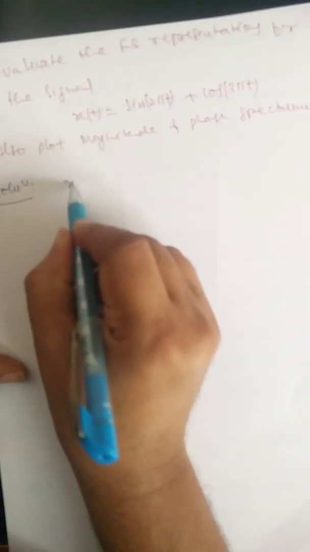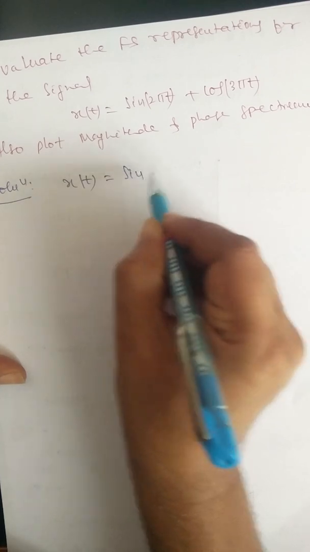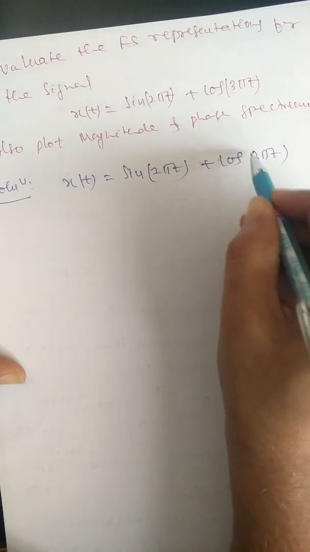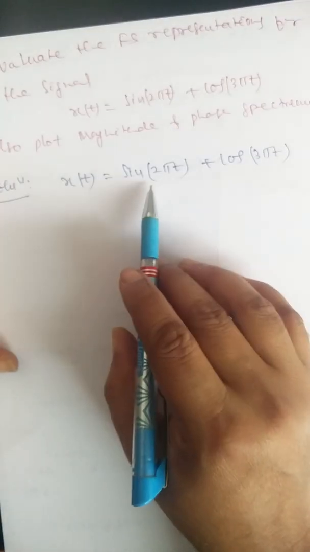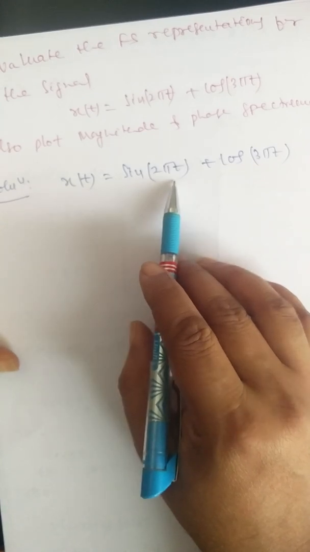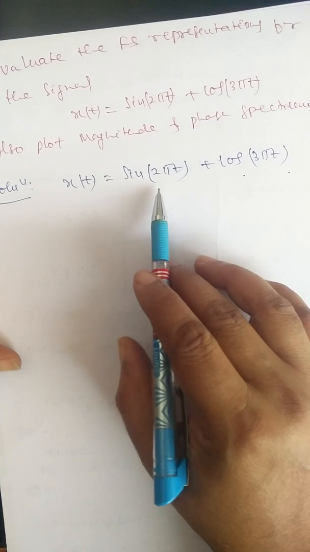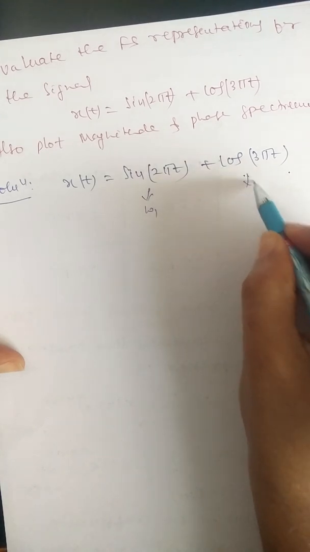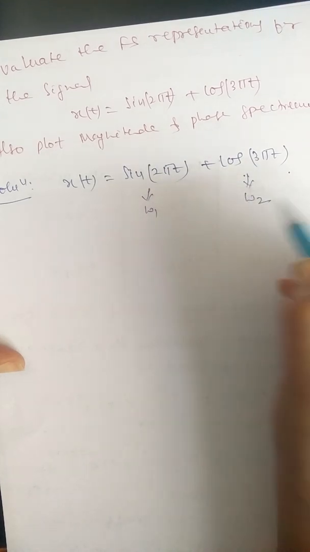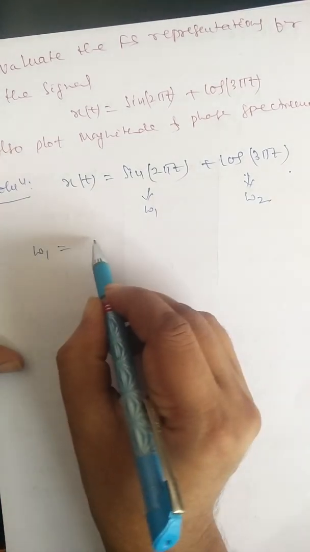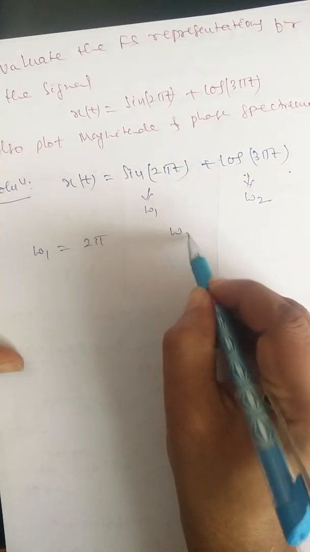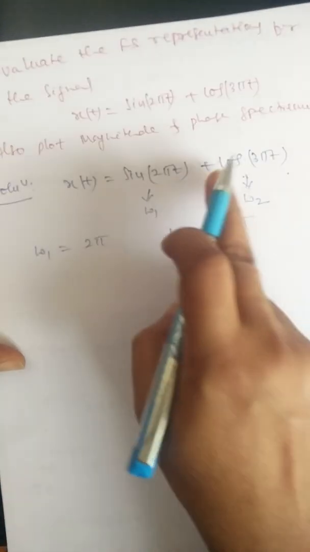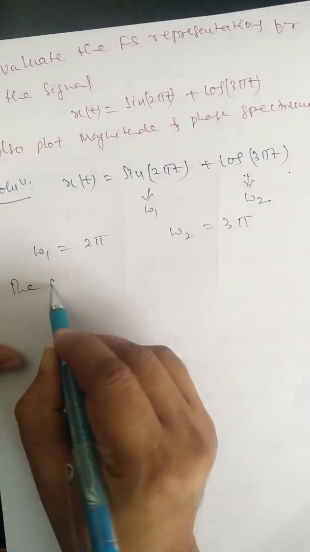What is x of t here? x of t is equal to sine of 2 pi t plus cos of 3 pi t. This x of t is the sum of two signals, sine 2 pi t and cos 3 pi t. Let us find the angular frequency of this. I'll take the angular frequency of the first as omega 1 and of the second as omega 2. That is, omega 1 is equal to 2 pi and omega 2 is equal to 3 pi.